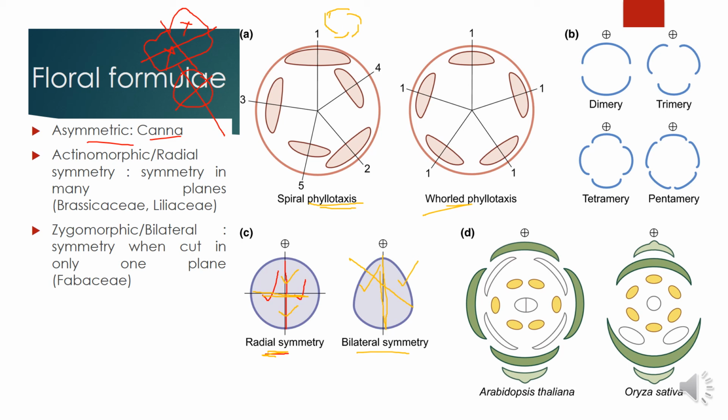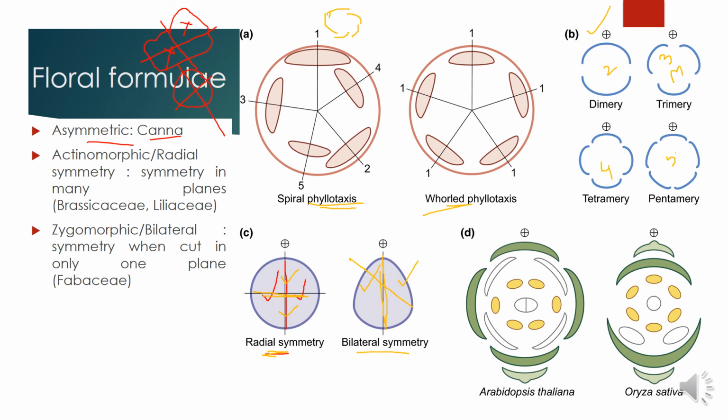Then we see the merosity. Here the number of members in each floral whorl is the merosity. This is dimerous, that is 2 members per floral whorl. Trimerous, 3, is very common in monocots, and the tetramerous and the pentamerous are very common in the angiospermic plants.